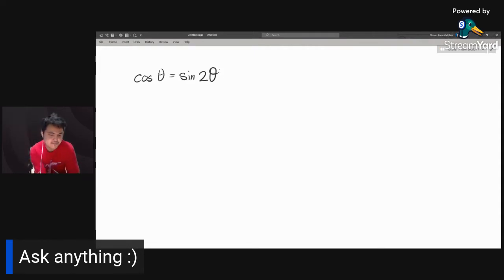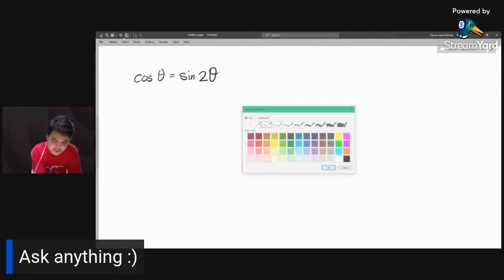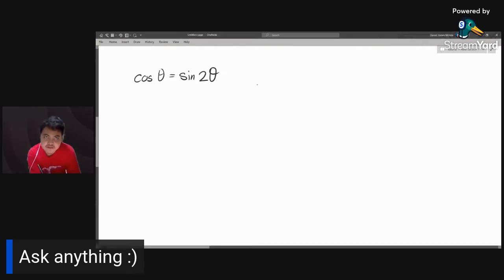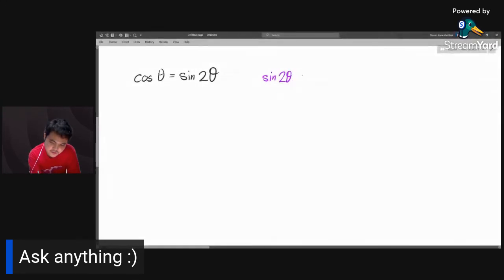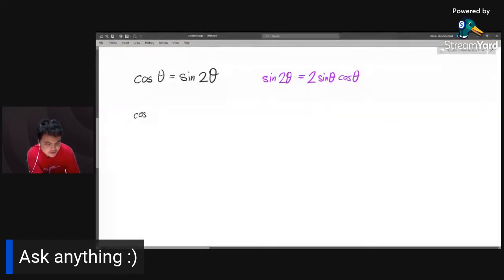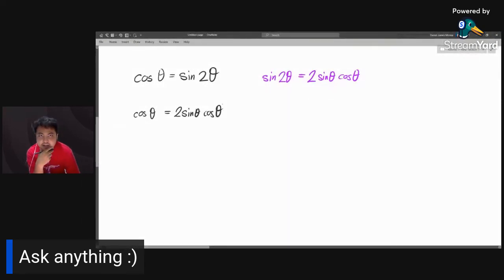Okay, so paano kaya? Let's recall that sine 2 theta is equal to 2 sine theta cosine theta. Okay. Siyempre, hindi tayo mag-shift solve nito, no? No shift solves here. So, cosine theta equals 2 sine theta cosine theta. Tama no? Try to transpose this one.